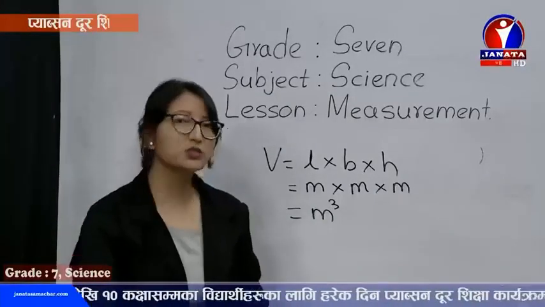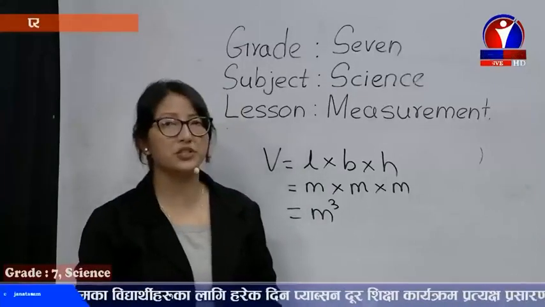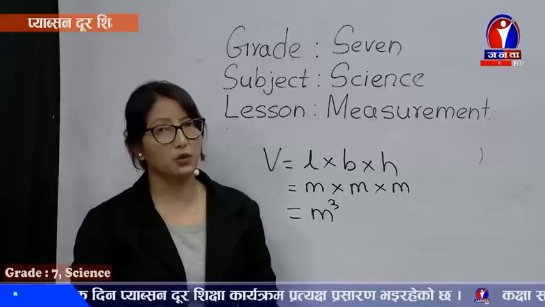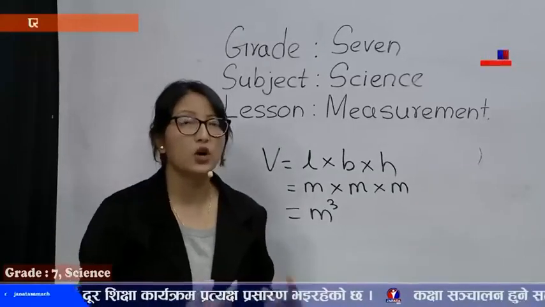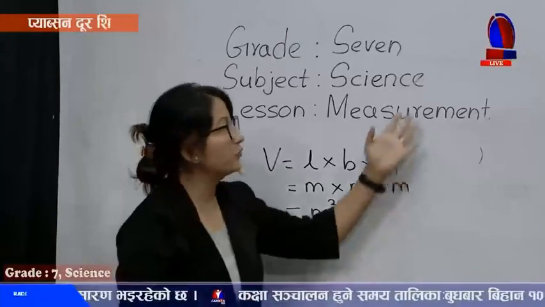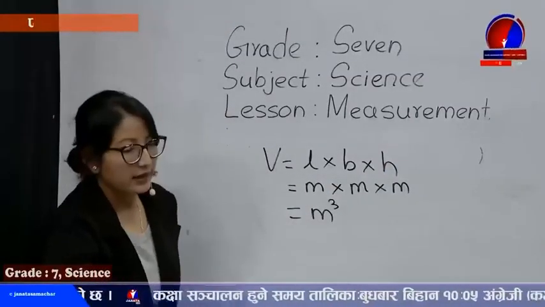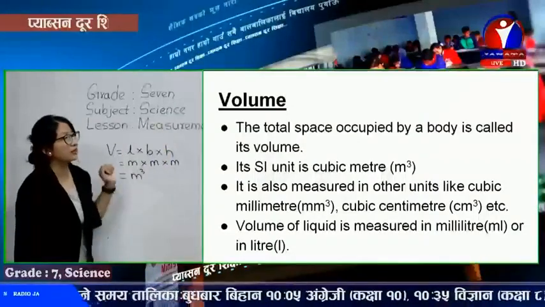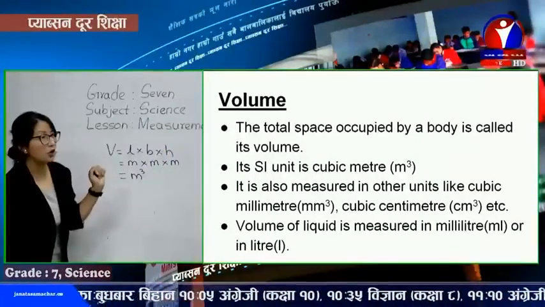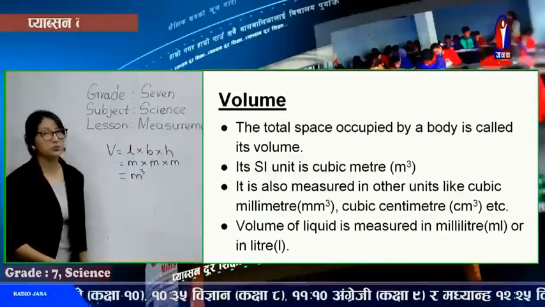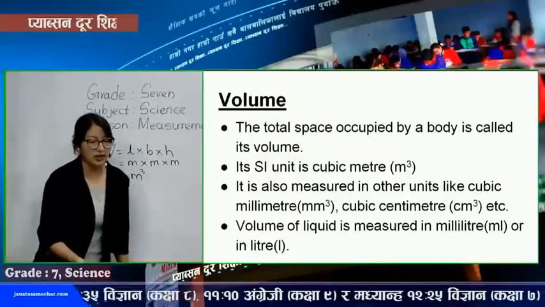And other simple units are also there. We can also measure the volume in different other units like centimeter cube, kilometer cube, millimeter cube. These are other units of volume, and you can just have a view in the slides. The revision of volume: the space occupied by a body is its volume, its SI unit is meter cube. We can measure in different other units like centimeter cube and millimeter cube, etc.